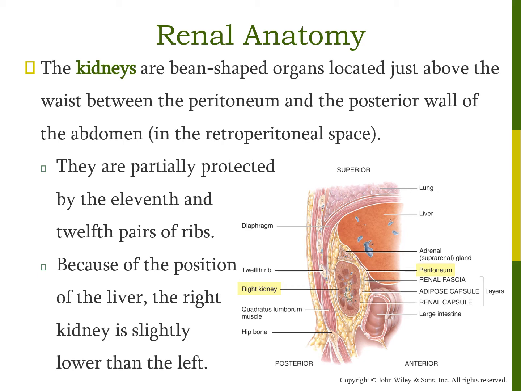The renal hilum is also where the blood vessels enter and exit the kidneys, along with lymphatic vessels and nerves. Each kidney is surrounded by 3 protective connective tissue layers, the deepest being the renal capsule, the middle layer is the adipose capsule, and the most superficial is the renal fascia.